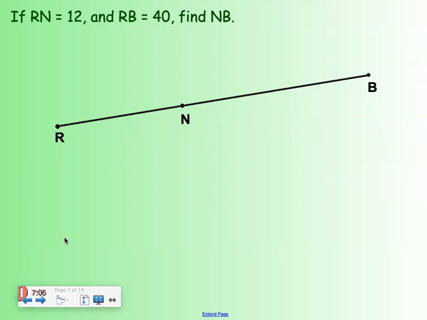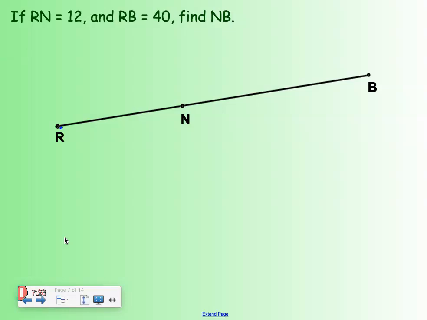Okay, I know you don't have this diagram in your notes, so if you want to take a second to draw it or squeeze it in somewhere, or not, it's up to you. You do what you want. But it says if RN is equal to 12 and RB is equal to 40, find NB. So you'll find in our class it always helps if you draw a picture and label, because then you'll know exactly what you're looking for.